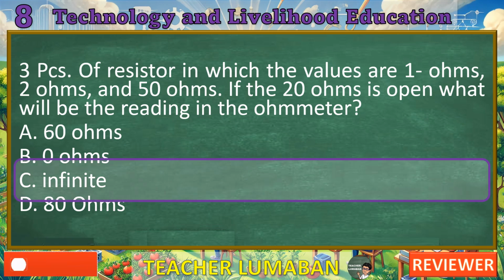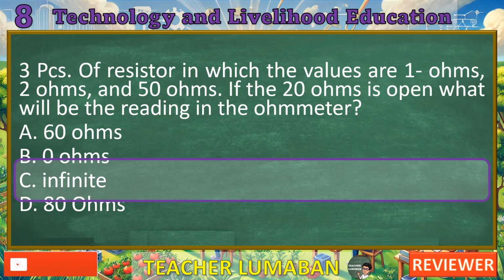Explanation. When a resistor is open, it means there is a break in the circuit which results in an incomplete path for current flow. In this case, regardless of the other resistors' values, the circuit cannot conduct current. Therefore, the ohmmeter will read infinite resistance because there is no continuous path for current to flow through the resistors.